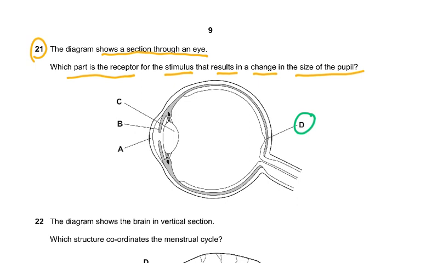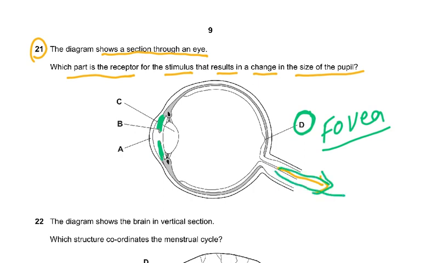When the retina perceives that extreme light intensity, impulses go to the brain through the optic nerve, and then the brain sends impulses to the muscles of the iris. This is the iris here. So which part is the receptor for the stimulus? It has to be part D. Why? Because D is the fovea, where the light is perceived, and then information goes to the brain, and the brain sends impulses through motor neurons to the muscles of the iris, and the iris circular muscles contract and radial muscles relax and the pupil constricts.